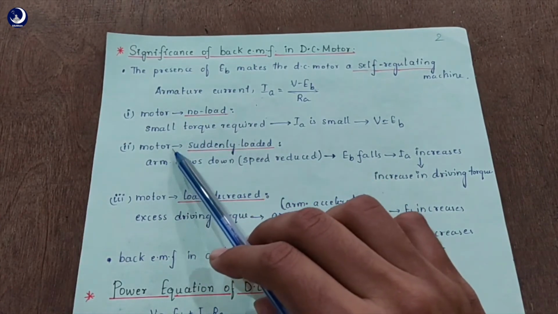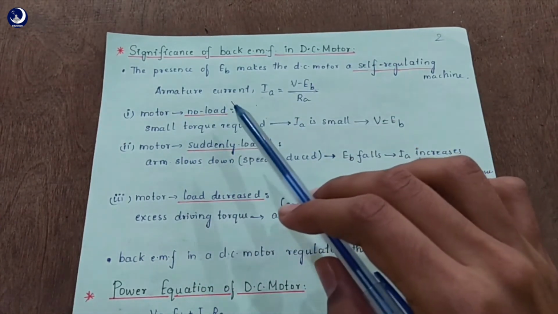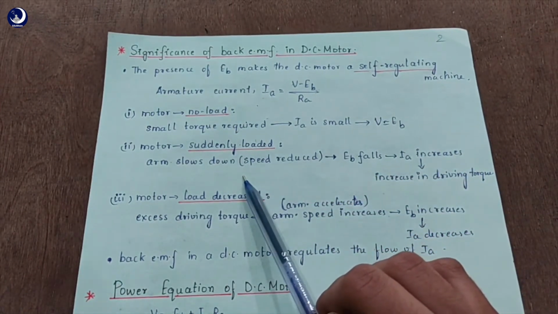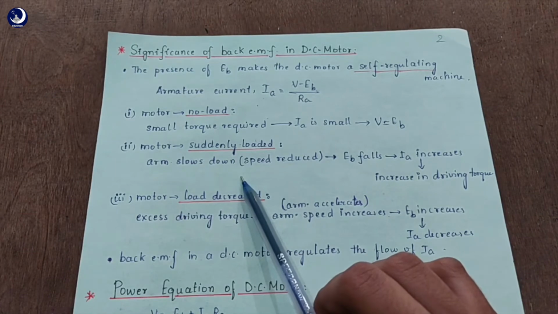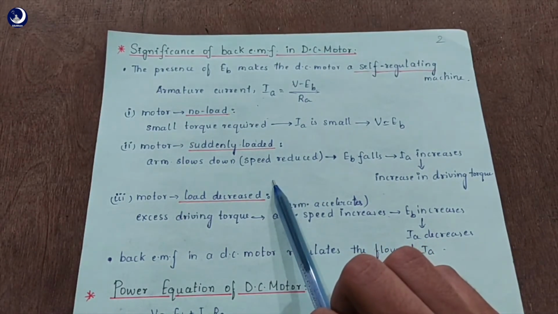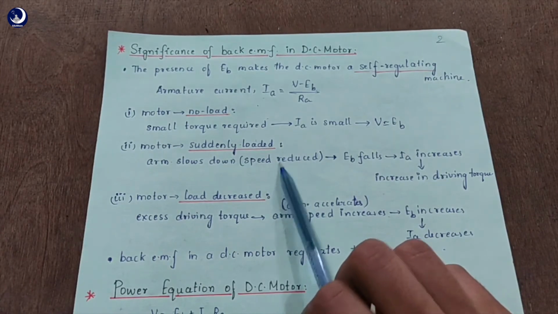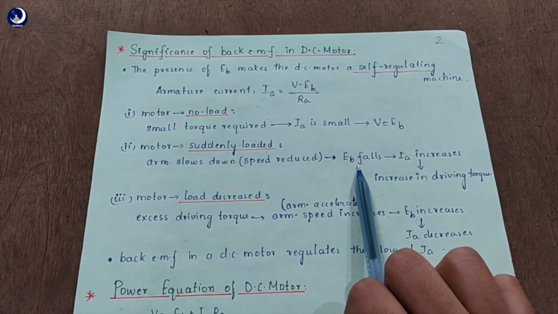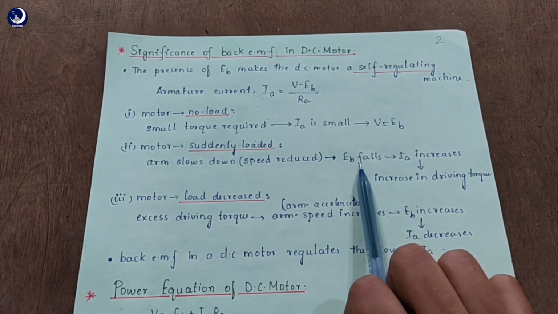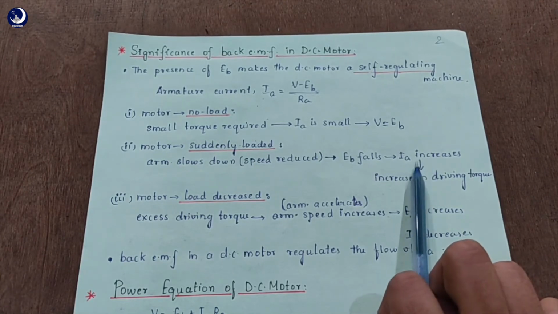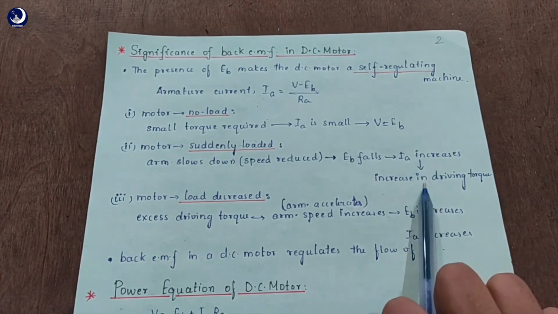So when the motor is suddenly loaded, the first effect is to cause the armature to slow down. That means the speed at which the armature conductors move through the field is reduced. So as the speed is reduced, back EMF falls, right? So the decreased back EMF allows a larger current to flow through the armature. A larger current means an increase in driving torque.